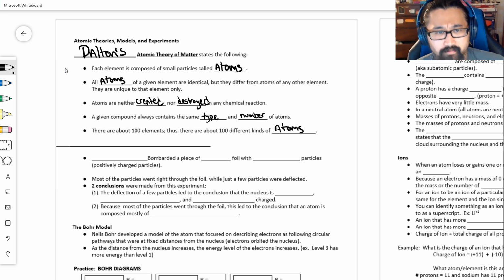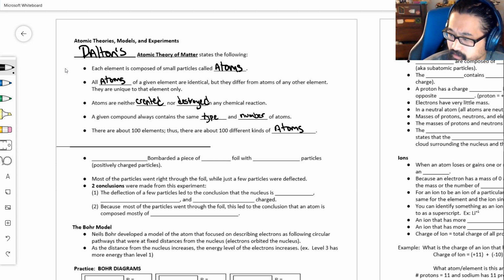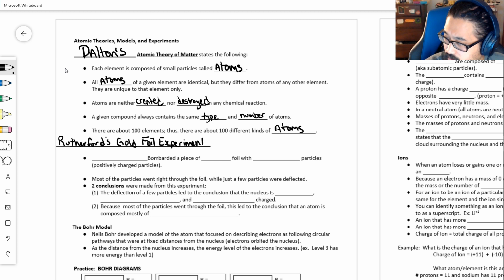This next bit is here for the title of an experiment. It's the Rutherford gold foil experiment. There's a person named Rutherford, first name Ernest. He did an experiment using gold foil.